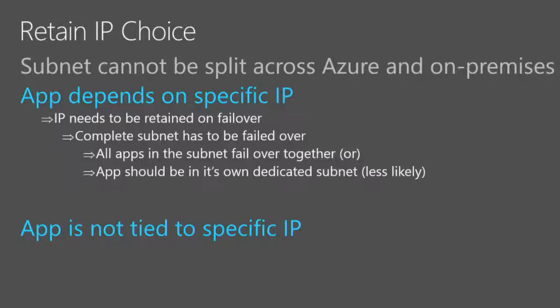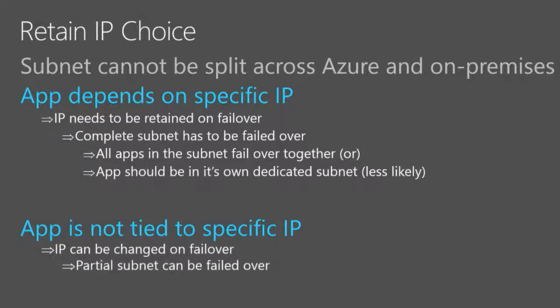We do recommend that if you can, make an app not tied to a specific IP. But there are applications that are tied. We do support a first-class ability to retain the application IP when you fail over. When the app is not tied to a specific IP, clearly the IP can be changed. Again, you can specify the IP beforehand. You can let Azure Site Recovery choose the IP, but you can also specify beforehand what IP will be given, and then clearly a partial subnet can be failed over.